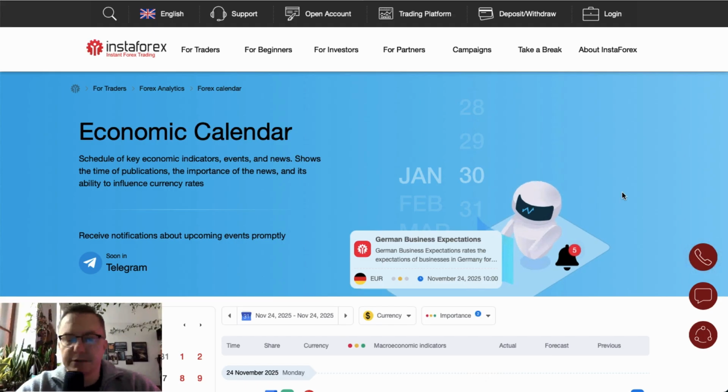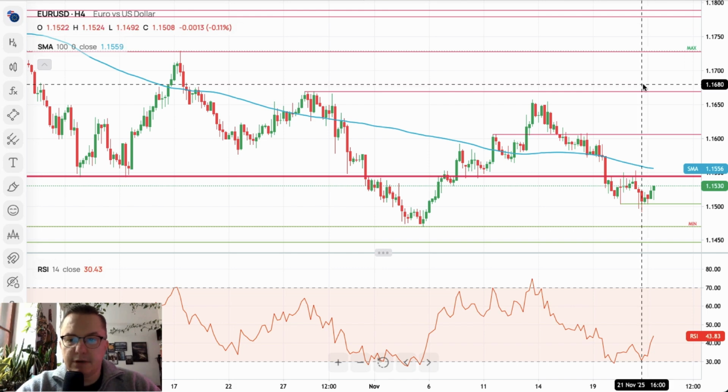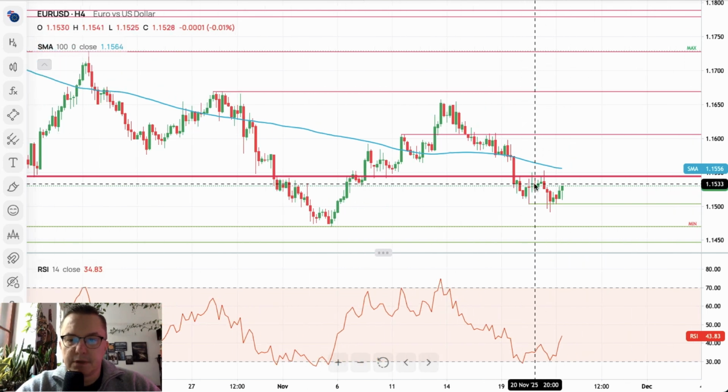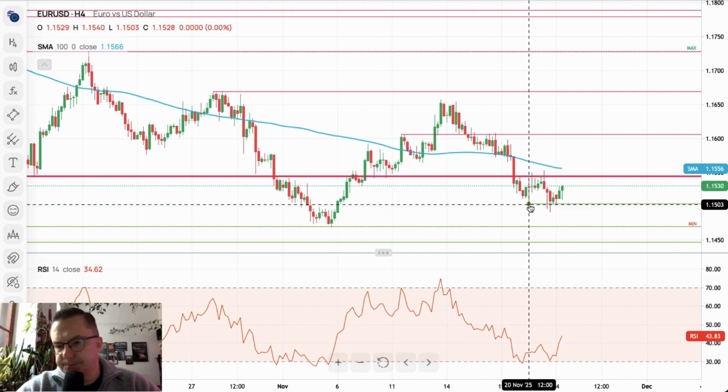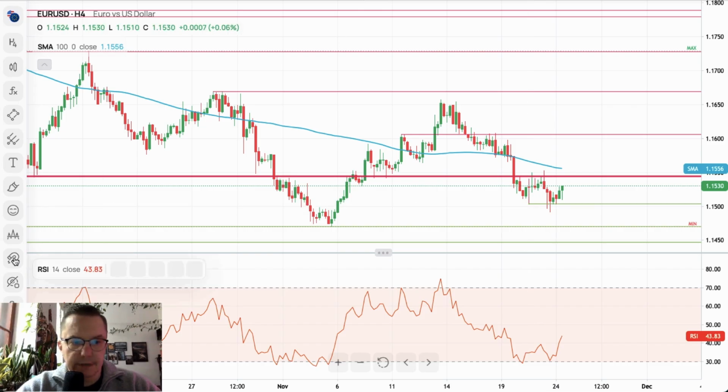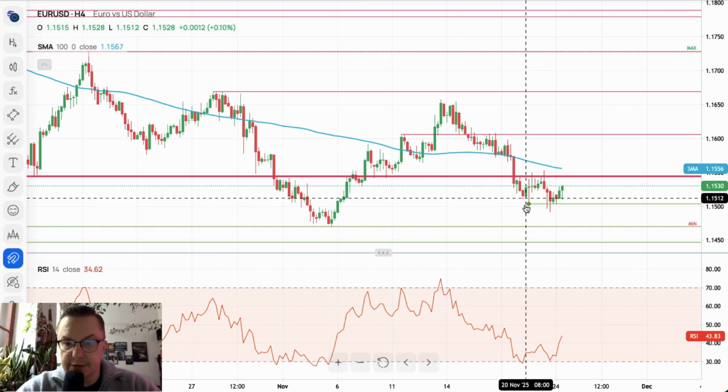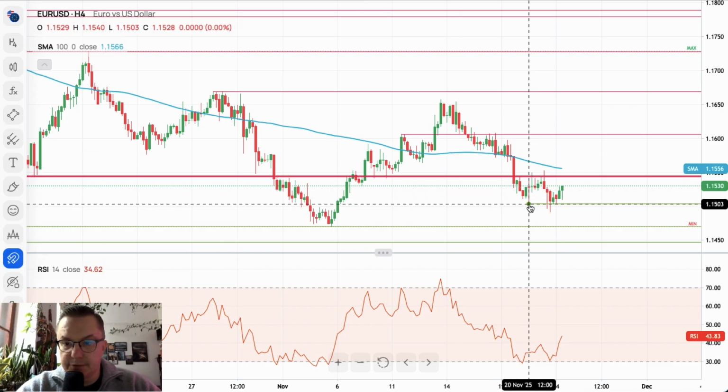So without any further ado, let's switch to the charts. We start with euro dollar. The euro dollar on our time frame chart is not doing too much. We are still trading inside of the trading range, a little bit below 1.1503.